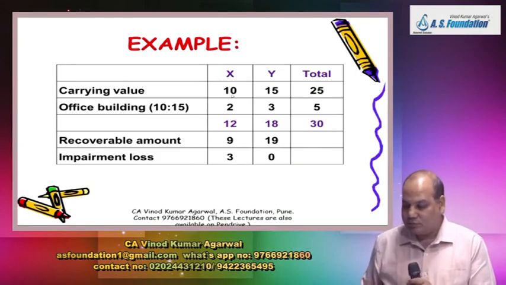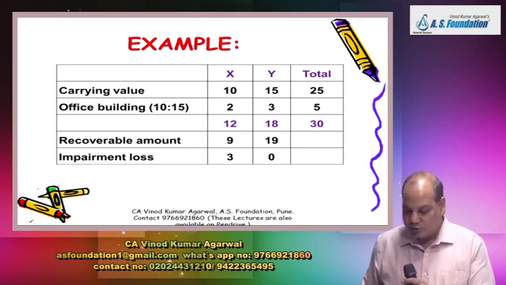Check the answer now. Carrying value of X is 10, Y is 15, total 25. Office building is allocated 2 and 3, total 5. After allocating office building, the carrying amount is 12 and 18. Recoverable amount is 9 and 19. Which one is impaired? X is impaired because in case of X, recoverable amount is less. Y is not impaired. So Y impairment loss is 0.